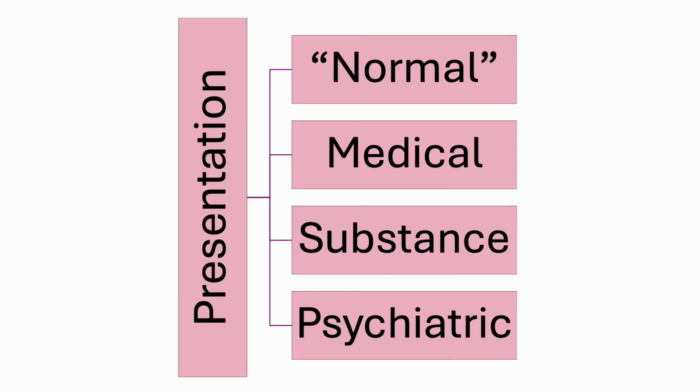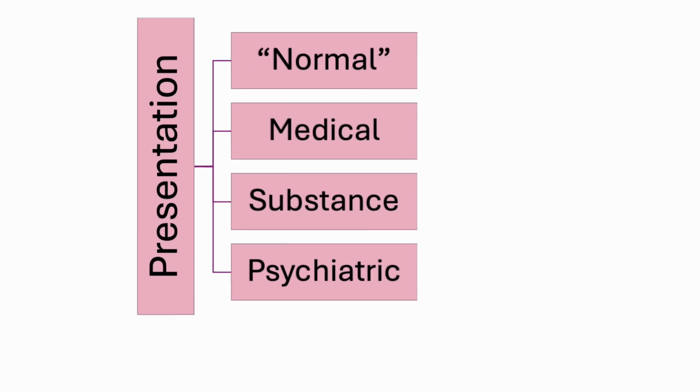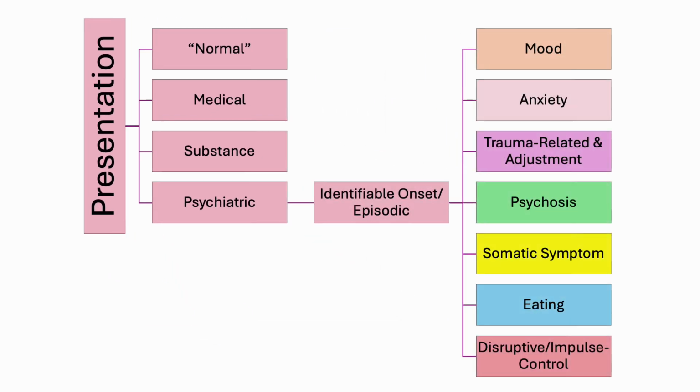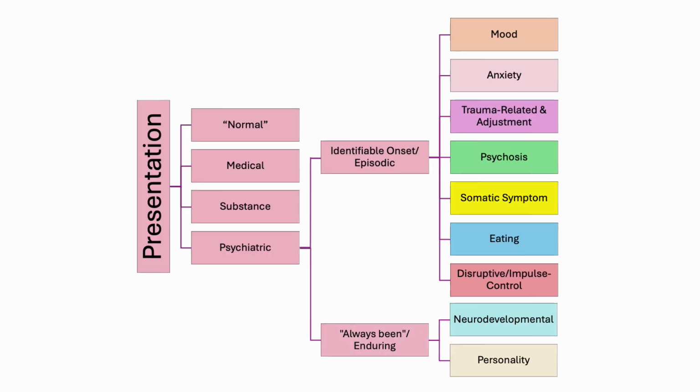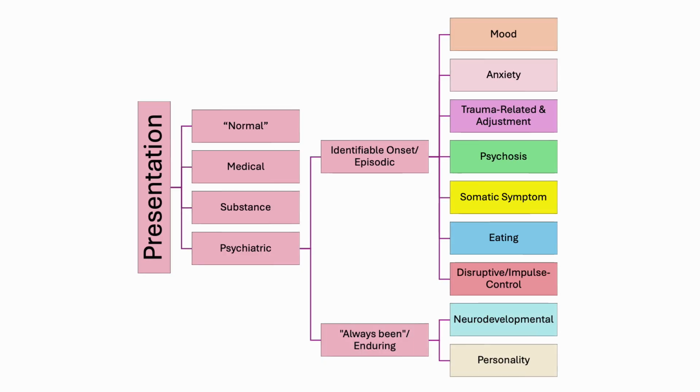Of the psychiatric disorders, some have identifiable symptom onset and occur in episodes. And others, like the neurodevelopmental disorders, have features that are enduring and more difficult to pinpoint in their onset.